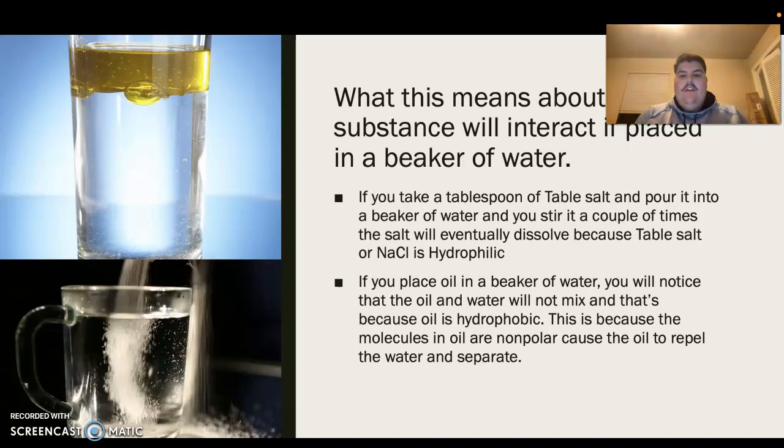If you place oil in a beaker of water, you will notice that the oil and water will not mix, and that's because oil is hydrophobic. This is because the molecules in oil are nonpolar, causing the oil to repel water and separate.